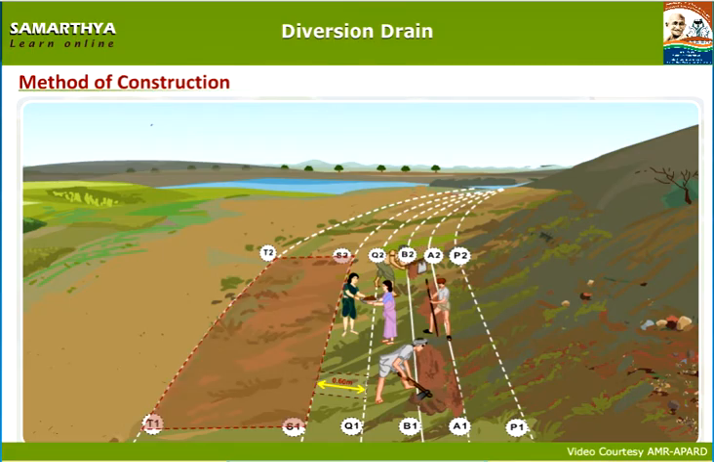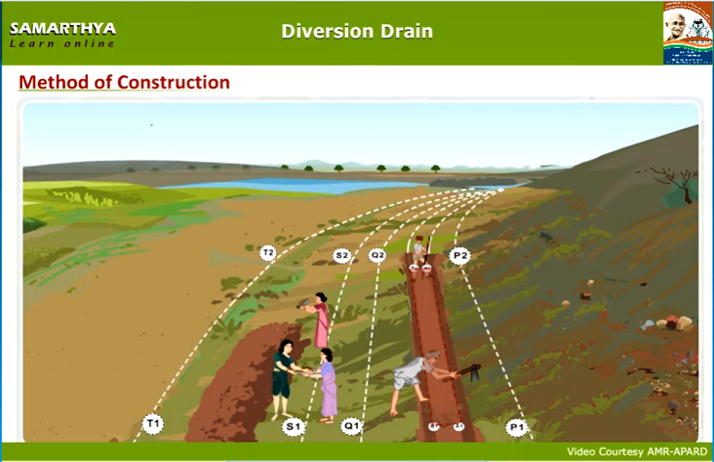While digging, ensure that the depth in the middle portion of A1, A2, B2 and B1 is 0.6 meters on all the four sides.